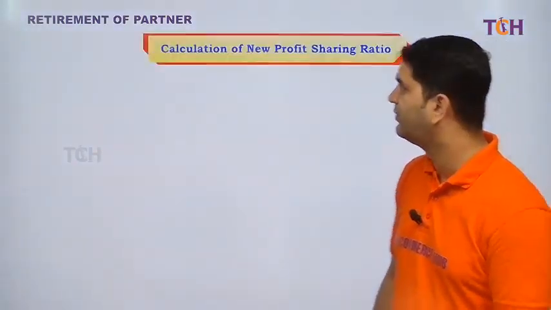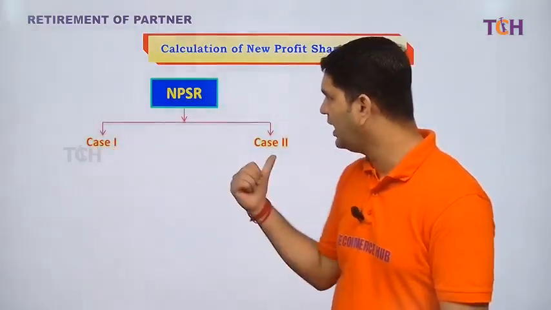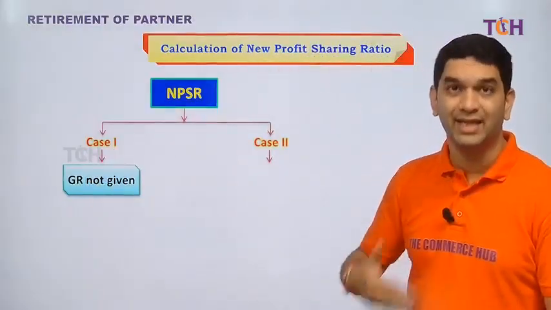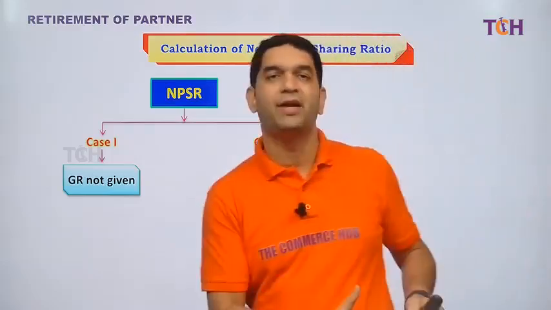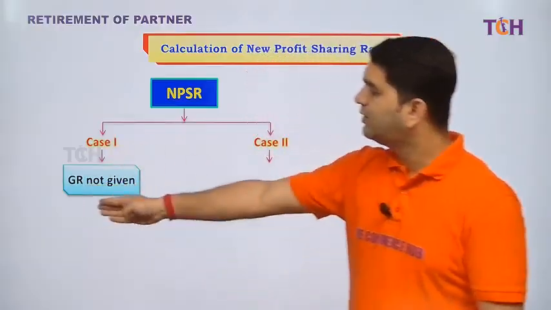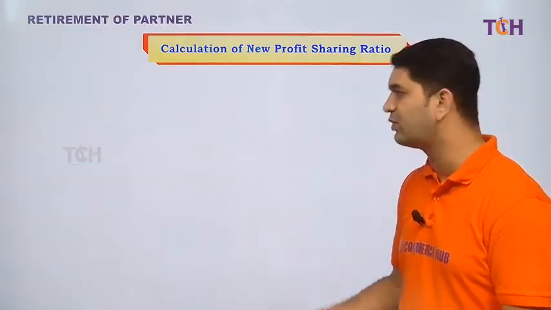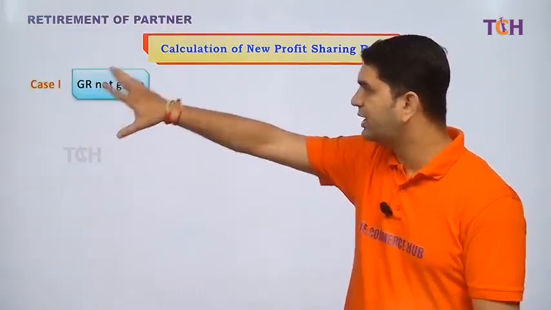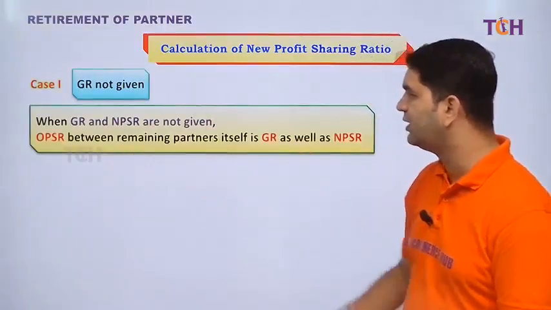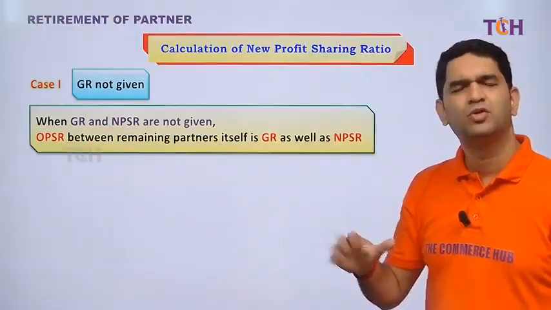Now, moving forward, let us understand the next thing: NPSR, case 1 and case 2. What is case 1? GR is not given. How to calculate NPSR? That is what we'll understand now. How to calculate GR, we have seen. How to calculate NPSR, this is what we'll understand. In that we have two cases: when GR is not given, and obviously case 2 is when GR is given, the gain ratio is given in the question. So here we go. Case 1, GR is not given. When GR and NPSR are not given, the old profit sharing ratio between remaining partners itself is GR as well as NPSR. So simple it is.